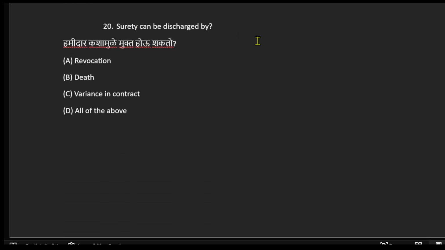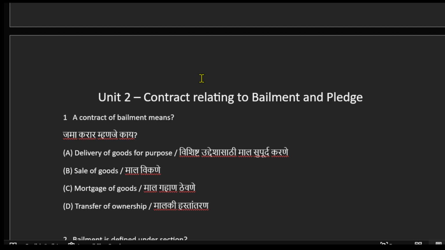20. Surety can be discharged by variance in contract.